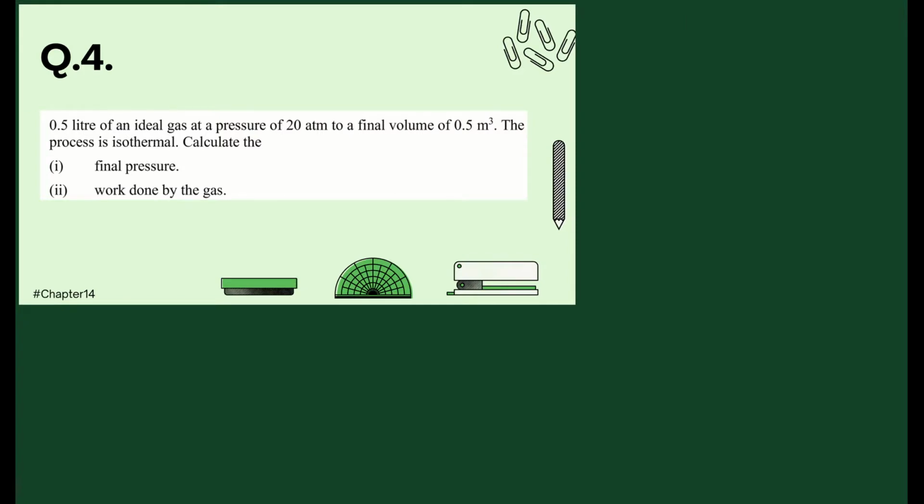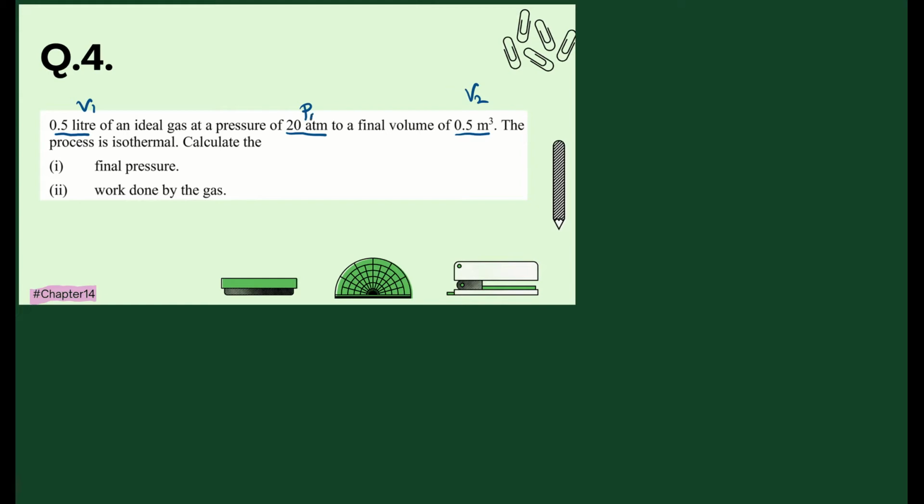Okay, the fourth question of the week, we have chapter 14, our last chapter of the semester. So the question is, we have 0.5 liter of an ideal gas at a pressure of 20 atm, to a final volume of 0.5 meter cube. So basically, we have changes in volume here, from volume 1 to volume 2. The process is isothermal. Then calculate the final pressure.